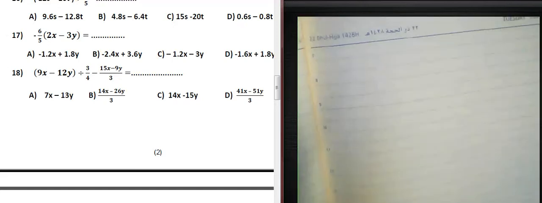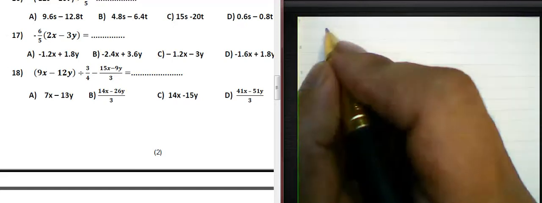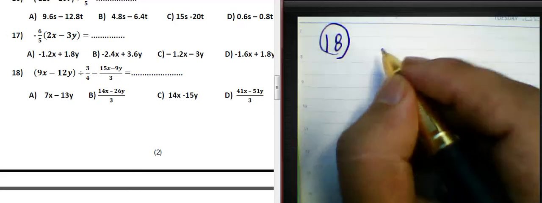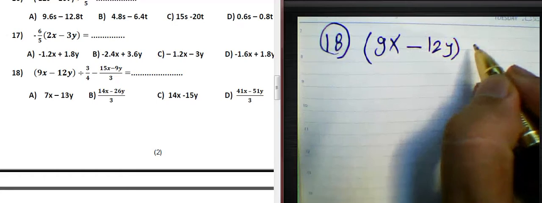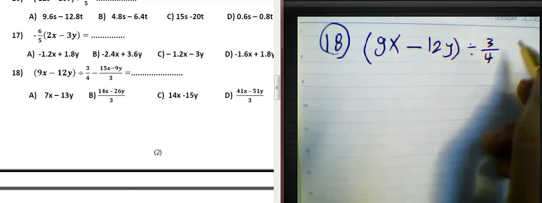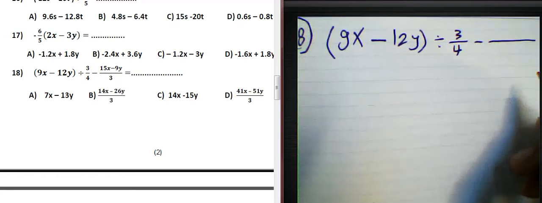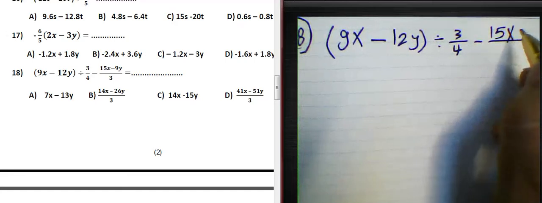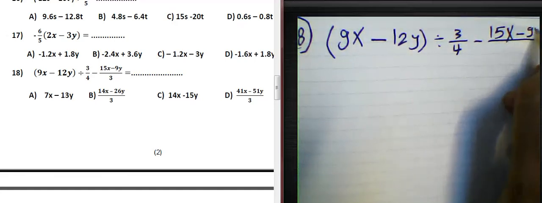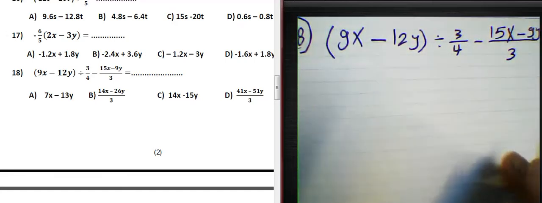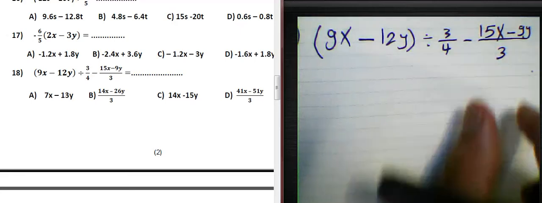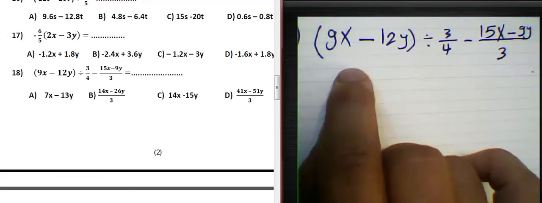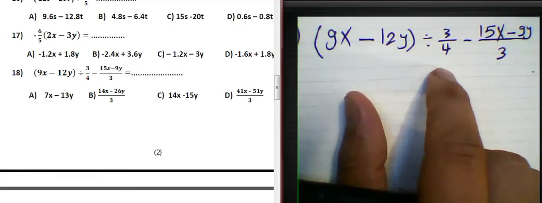And what about question 18? Question 18 talks about this expression: 9x subtract 12y divided by 3 over 4, subtract 15x subtract 9y over 3. Who can solve it? Can you solve it easily? It's very easy because we can divide this expression by 3 first, and find the result of the first expression divided by 3 over 4.